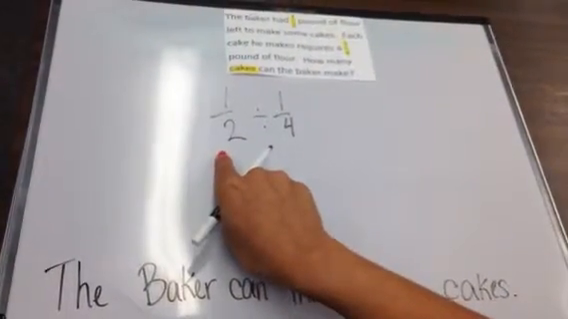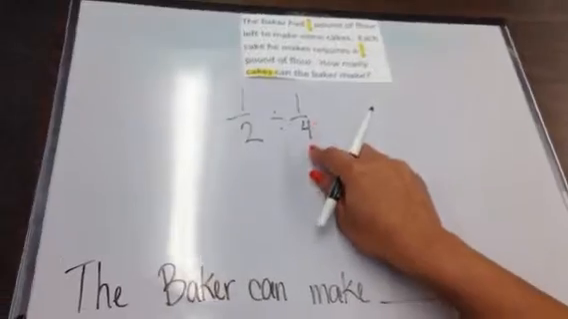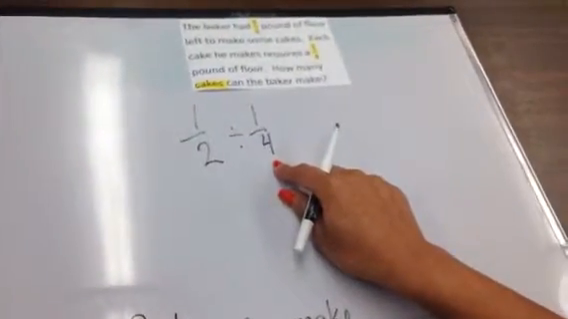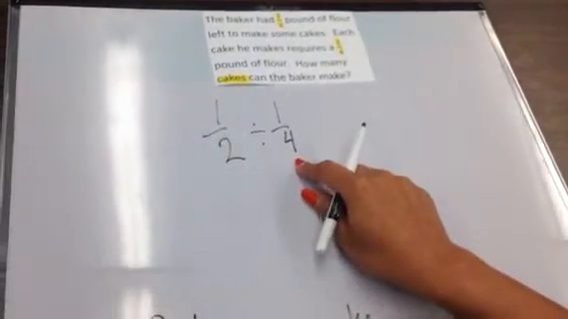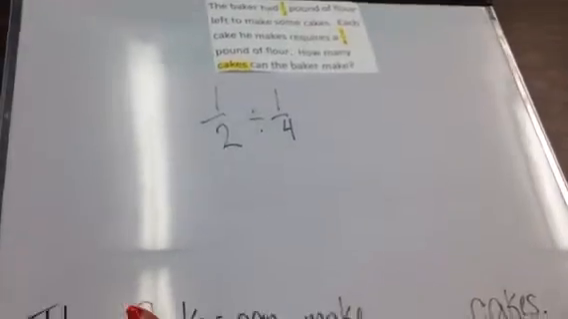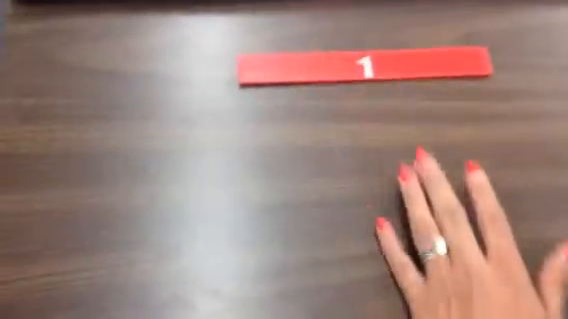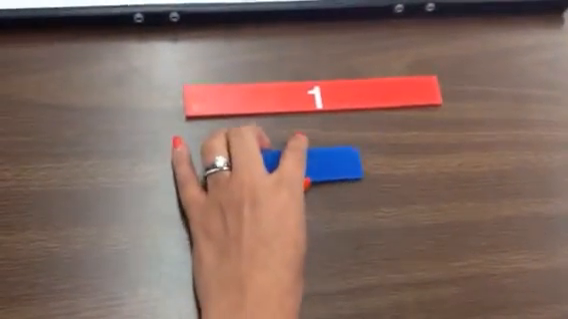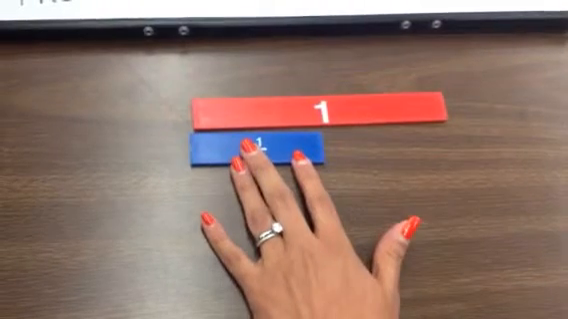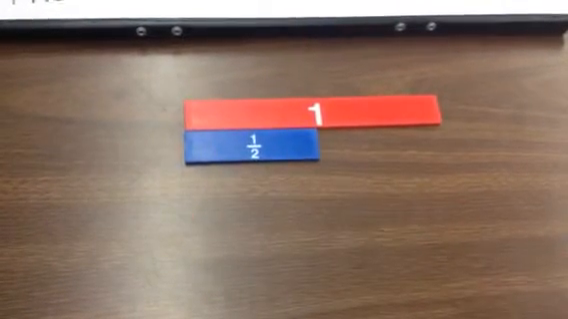1/2 pound of flour is what he has, and we want to find out how many cakes he can make, and each cake takes 1/4 of a pound of flour. Let's represent our 1/2 pound of flour with a fraction bar. There's my whole, and we've been told that he has 1/2 of a pound of flour.